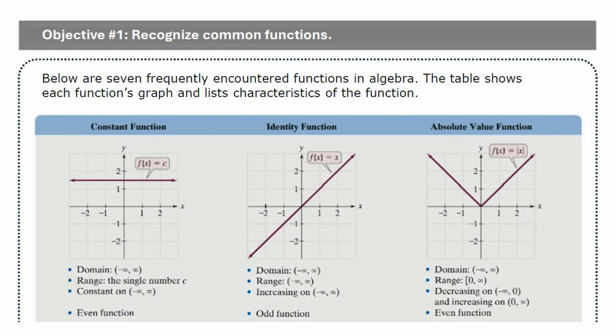All right, the first one is the constant function. It is the equation f of x equals c. Its domain is going to be all real numbers. Its range is just going to be the single number c, and it's constant on the interval from negative infinity.